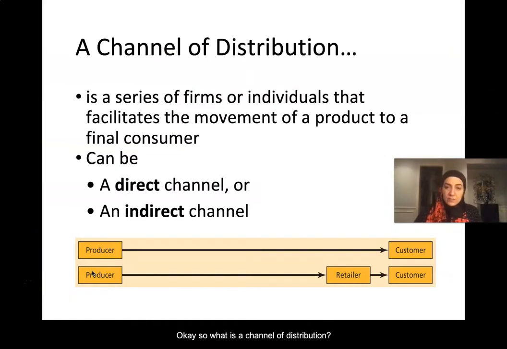Okay, so what is a channel of distribution? I just defined it informally. It's the series of firms or individuals that facilitates the movement of a product to the final consumer or to the final customer, because it might be a business-to-business customer. A channel of distribution can be direct, meaning the product goes from the producer straight to the customer, or it could be an indirect channel, meaning there are some other steps between the producer and the customer. The shortest indirect channel will have one more entity between the producer and a customer. So in the example here, we see that we have a retailer between the producer and the customer, and that would be the shortest possible indirect channel that we could have.